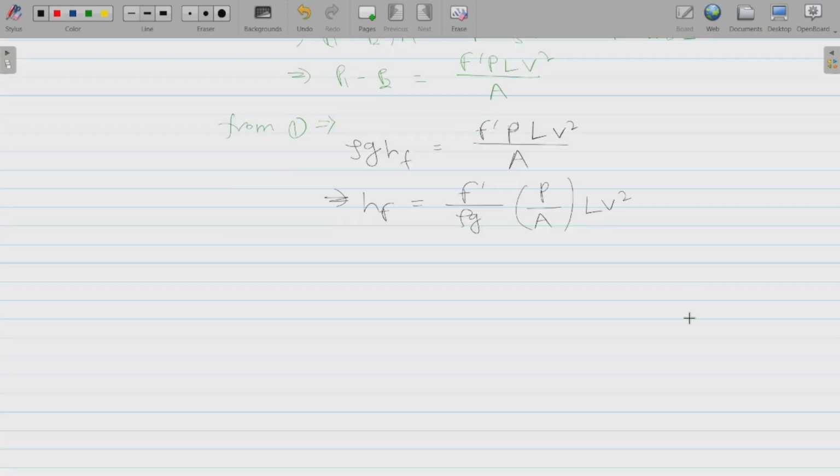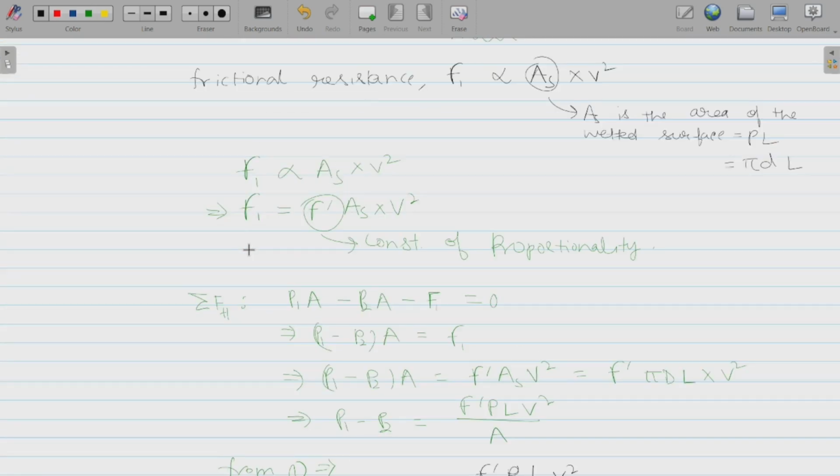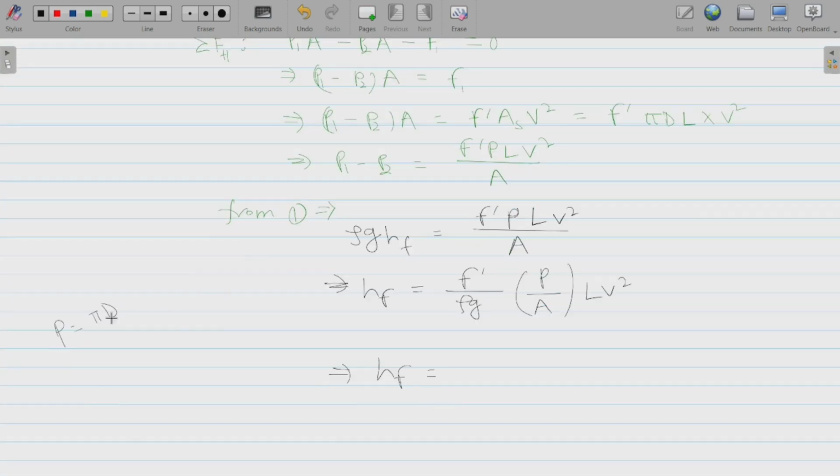Now see that P is the perimeter, which can be written as P is the perimeter, and it is pi d. Right, I'm writing small d. I have taken the pi d, and the area is pi by 4 into d square.